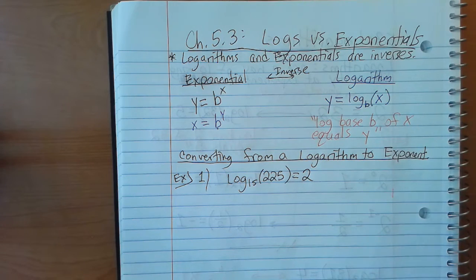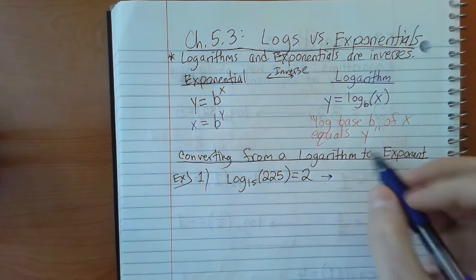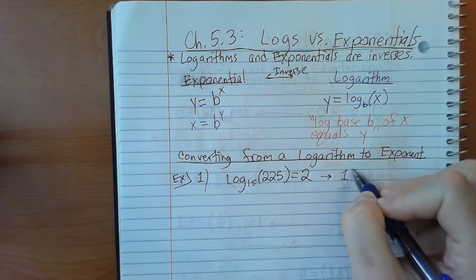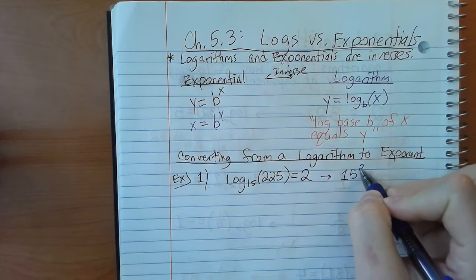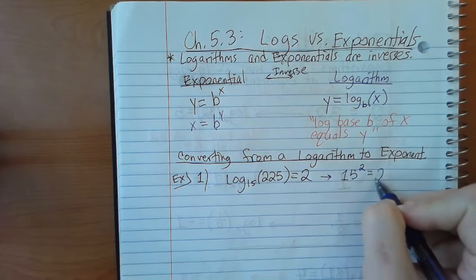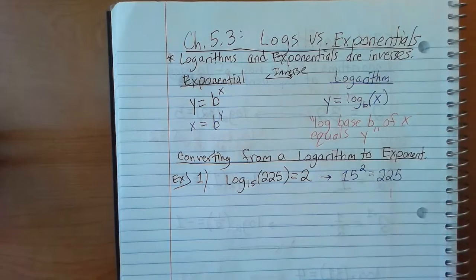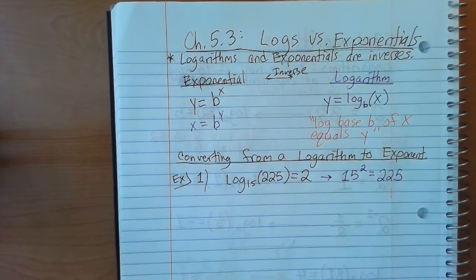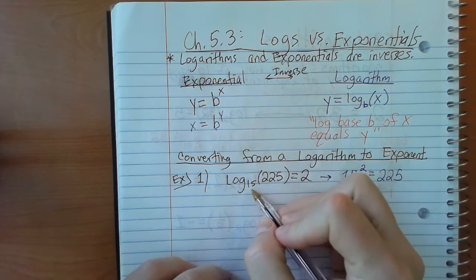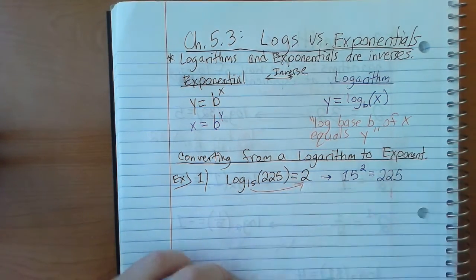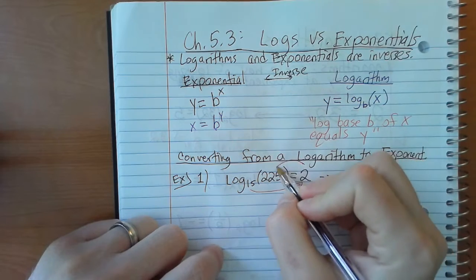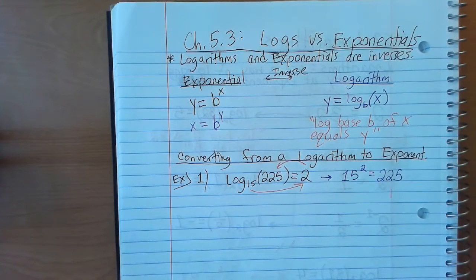And we can rewrite that as 15 as the base, power of 2 equals 225. A good trick to remember here is to draw some arrows to help you remember. So it's like 15 squared is going to be equal to 225. And those arrows will help you to remember it really easily. And I think that's a really effective way to do it.